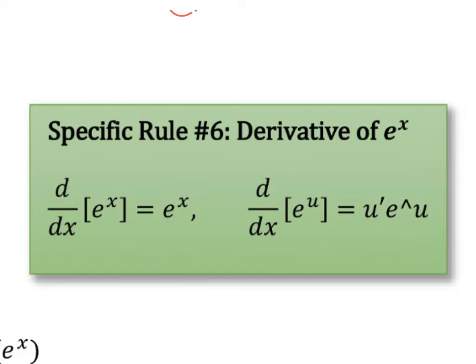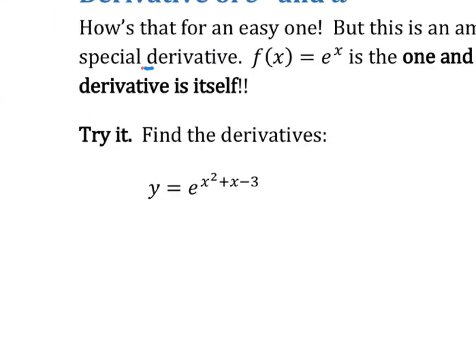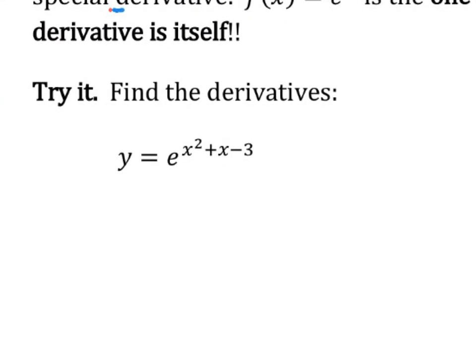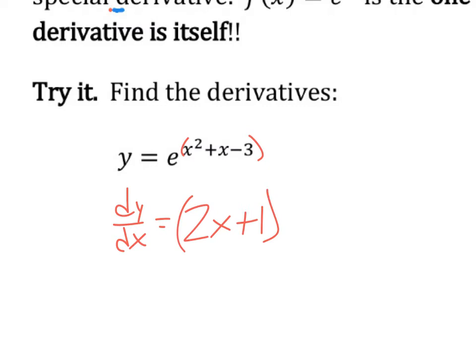And if we have the chain rule, e to the u, some function of x, then we've got to do a chain rule: the derivative of the u, which is u prime, times e to the u. Okay? So let's try that out. What if we're going to find the derivative of y equals e to the x squared plus x minus 3? Well, dy dx is going to be the derivative of the inside, which is that exponent, 2x plus 1, times the derivative of the whole thing.